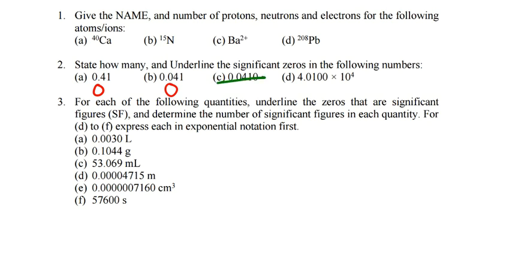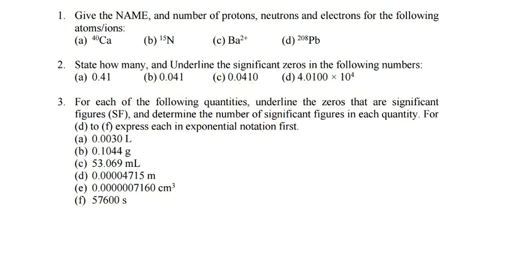So this one, that 0 at the end there is significant. Okay, this one, the 0 between, that's significant. Of course I said zeros at the end or after a number, after a decimal point, are significant. So we have 3 significant zeros.